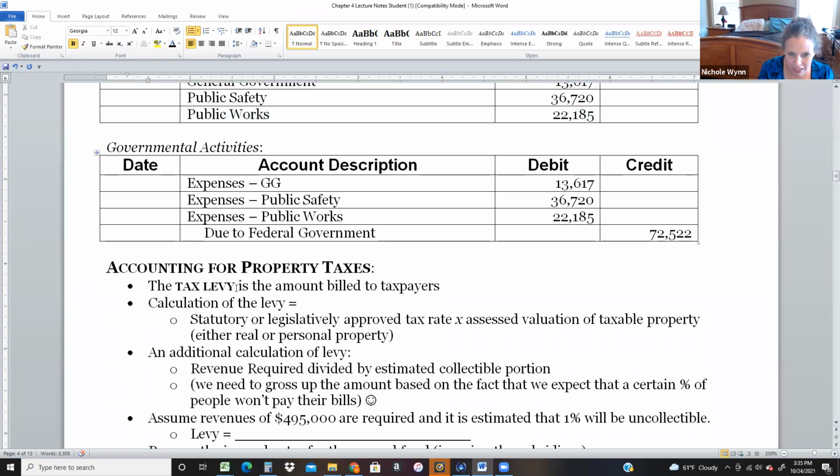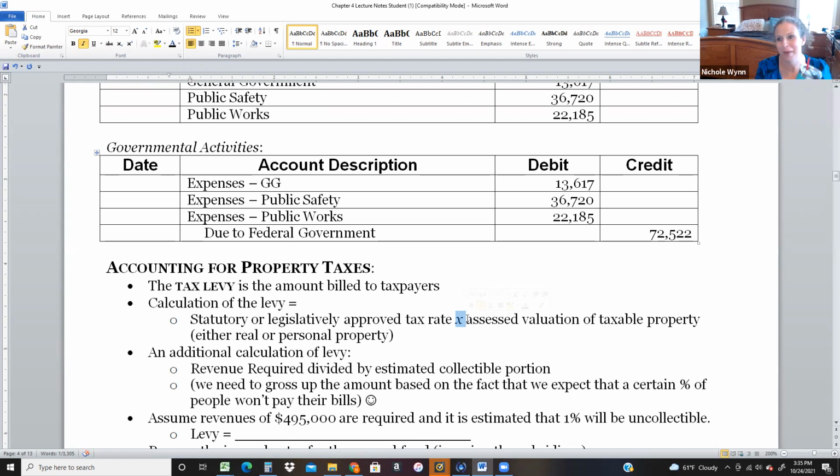The tax levy is the amount that's billed to your taxpayers. You might hear mill levies and tax levies and things like that. Basically, to calculate the levy, what we're trying to figure out is how much money we actually need. We know how much money we need, but we also know that some of our customers don't pay. Some of our citizens don't pay.